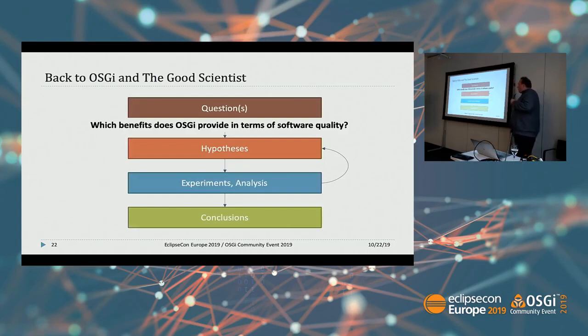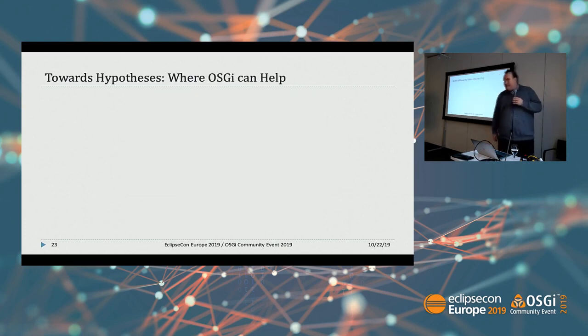Okay, so let's revisit our model of scientific methodology and instantiate it for our question here, right? So the question is, which benefits does OSGi provide in terms of software quality? That's the question that we want to answer. We are now at the point where we have to essentially formulate our hypotheses, and then we can go to the experiment and the analysis, right? So the hypothesis here is we have a couple of metrics, and we have an intuition where OSGi can help, right? Just based on our experience.